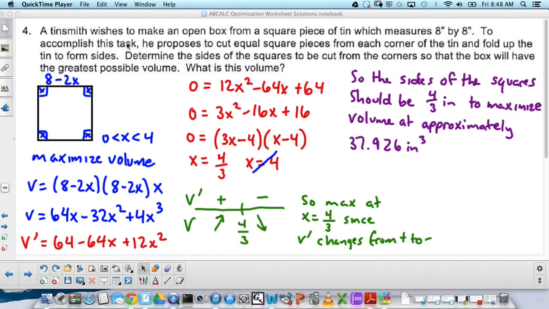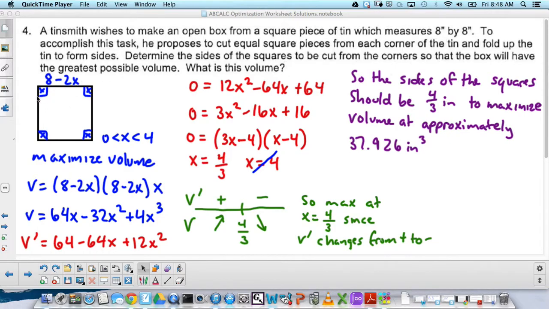A tinsmith wishes to make an open box from a square piece of tin which measures 8 inches by 8 inches. To accomplish this task, he proposes to cut equal square pieces from each corner of the tin and fold up the tin to form sides. Determine the sides of the squares to be cut from the corners so that the box will have the greatest possible volume, and what is the volume.